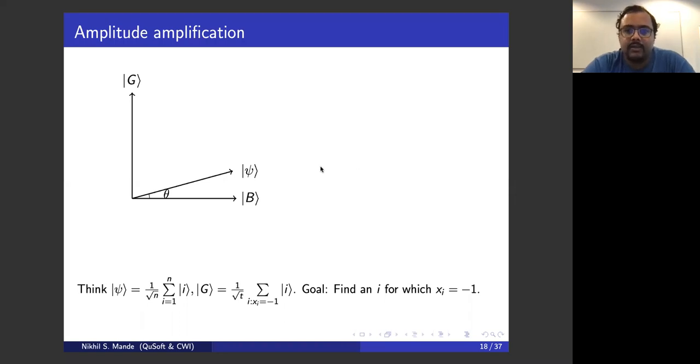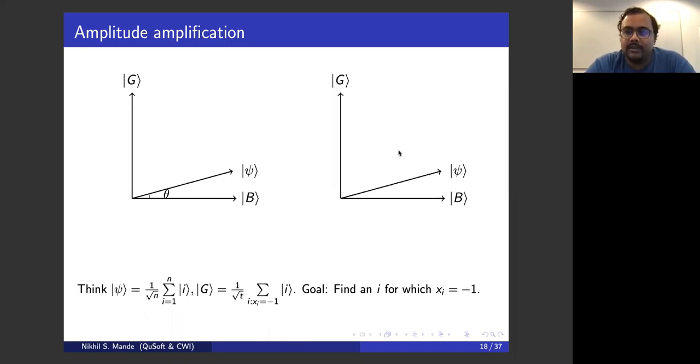And what do you have access to? You have access to two types of reflections. A reflection around ket B, which is essentially an oracle query in the query complexity setting, and a reflection around ket psi, which is free in the query world, because it's input independent.